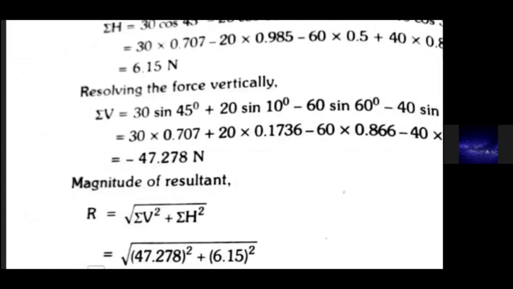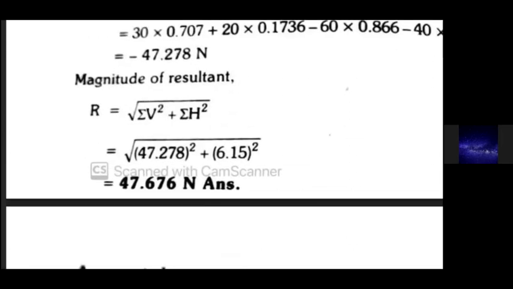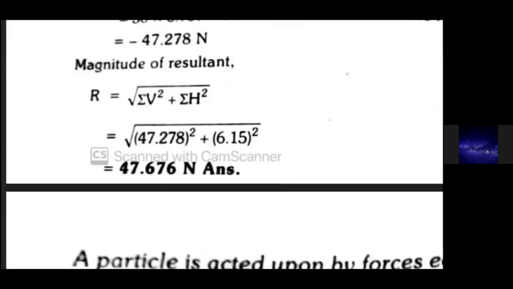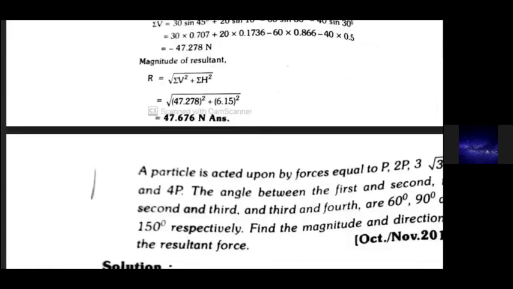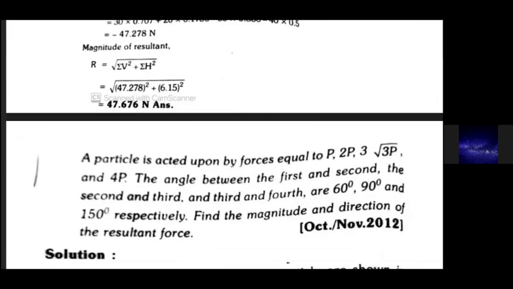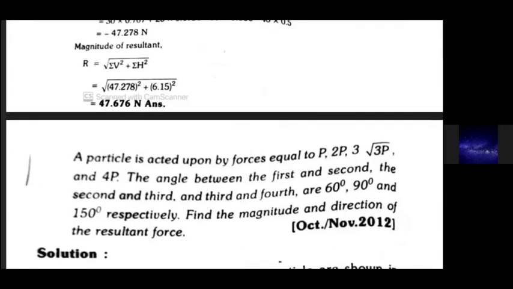So R is the magnitude of the resultant. R is equal to under root sigma H square plus sigma V square. Substitute the values and calculate. Finally, we'll get R equal to 47.676 newtons. The direction can also be found the same way; here only the resultant is calculated.